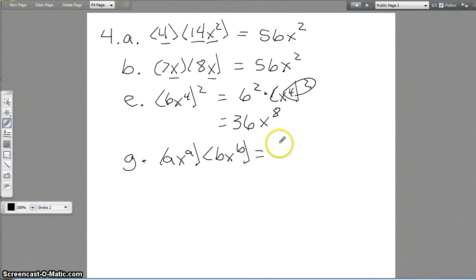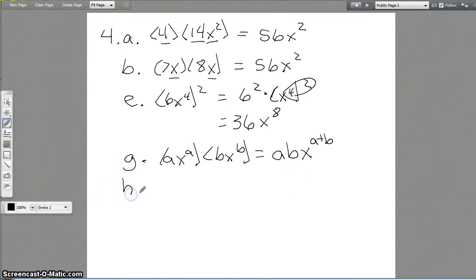We're going to multiply our numbers by our numbers first, our coefficients. A times b is ab. And then we're multiplying variables that have exponents. So we write down our variable and we add our exponents. So x to the a plus b.